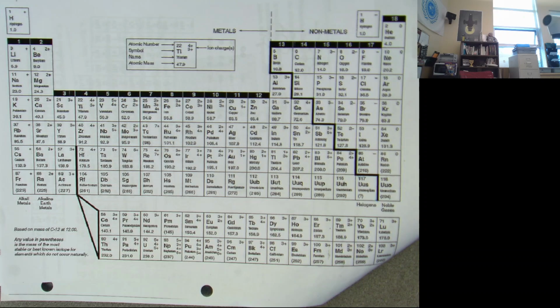You have to decide first if this is going to be ionic or covalent. If it's covalent, they share. If it's ionic, they do not share. Is it ionic or covalent? And how many lithiums are you going to need to satisfy the phosphorus?